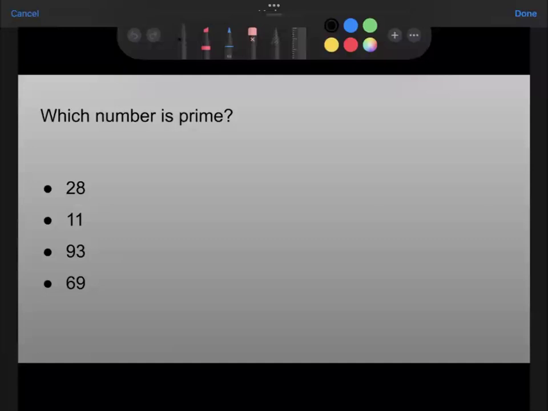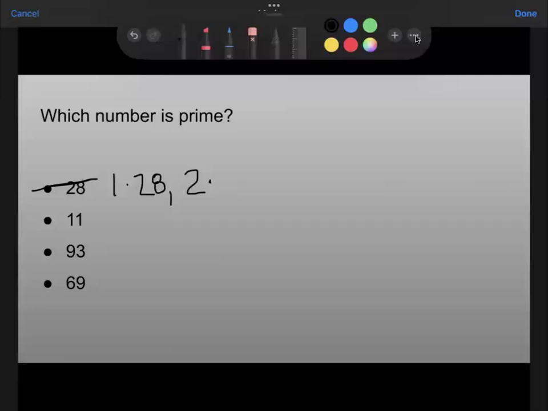So 28 is our first one. We know we can do 1 times 28, but we also know, since it's an even number, that 2 is a factor, because 2 is a factor in every single even number. So I know that 2 times something will get me 28. So I'm just going to go ahead and say that that is not prime.